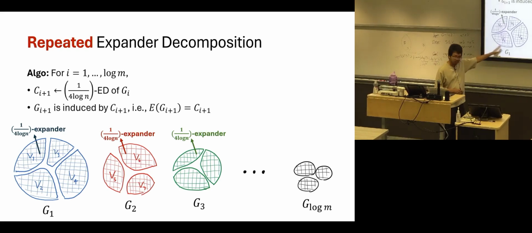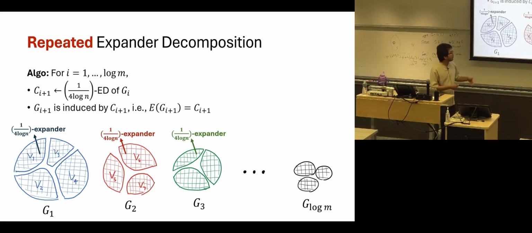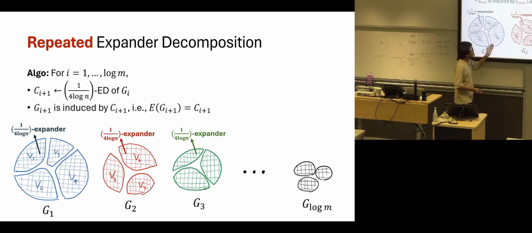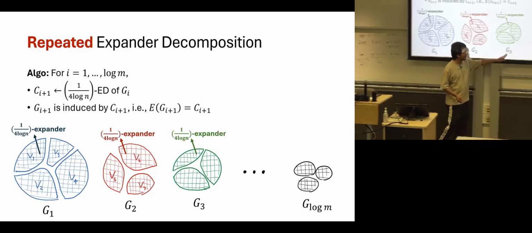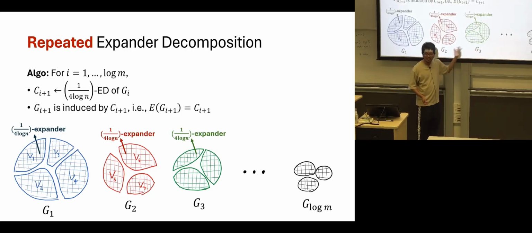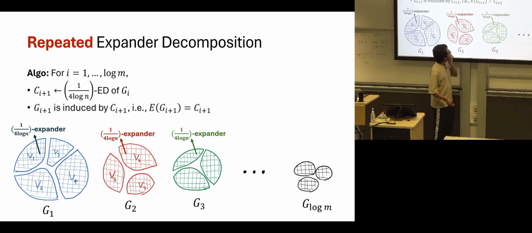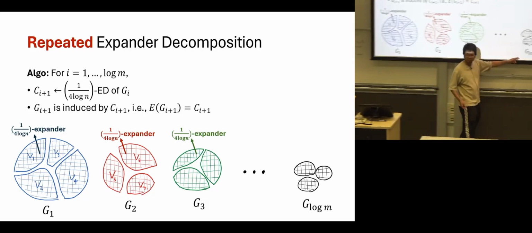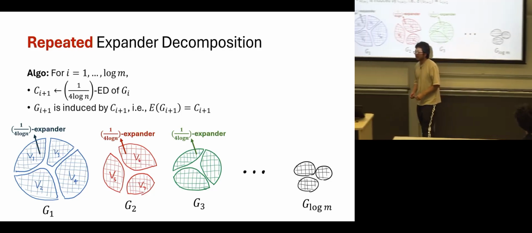Question about this picture, why how I define each of the GI and why there are at most log m iterations.